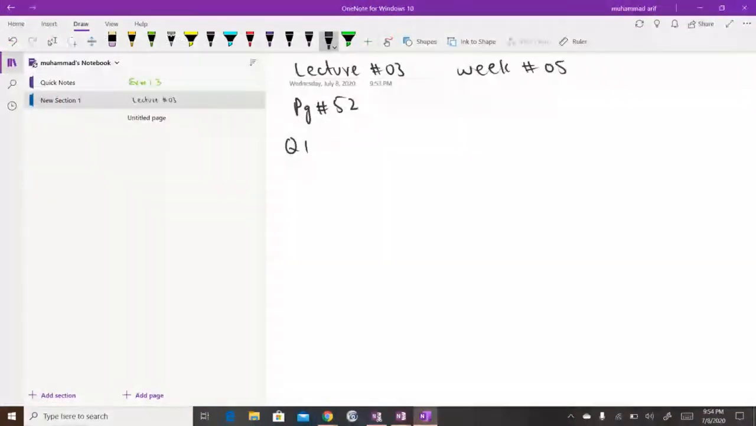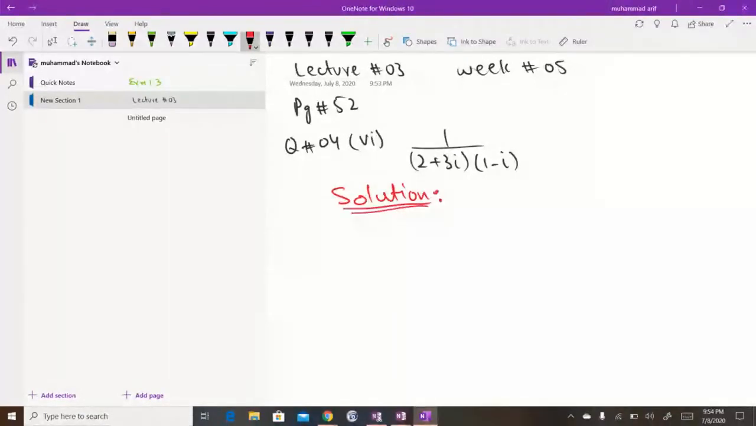Question number 4, last part, number 6. Part number 6 is 1 by 2 plus 3 iota into 1 minus iota. Here we are to solve this question and write it into its simplest form, that is, the standard form of a complex number.